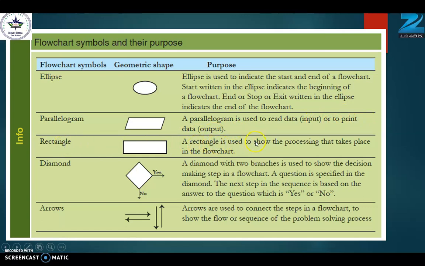Rectangle. A rectangle is used to show the processing that takes place in the flowchart. Diamond. A diamond with two branches is used to show the decision-making step in a flowchart. A question is specified in the diamond. The next step in the sequence is based on the answer to the question, which is yes or no. Arrows. Arrows are used to connect the steps in a flowchart to show the flow or sequence of the problem solving process. So all these are the shapes that we are using to draw a flowchart.